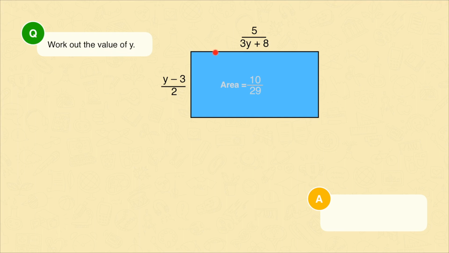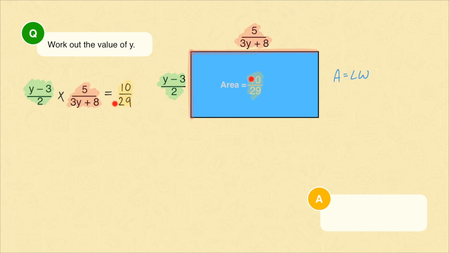So we've been given a rectangle, we've been told its area, and we've been given a length and the width. Well, you should know that the area of a rectangle is equal to length multiplied by width. So we can create an equation out of this information. We can say (y minus 3) over 2 multiplied by 5 over (3y plus 8) is equal to 10 over 29. Well, this is an equation that we can now solve.